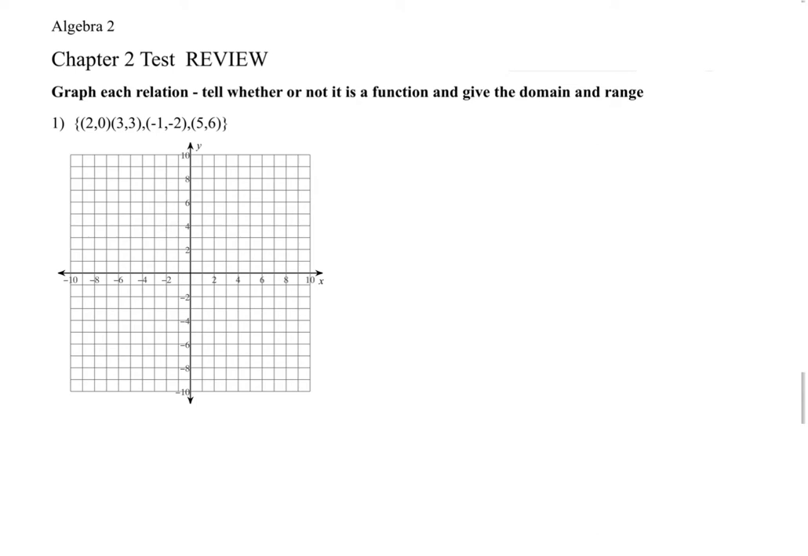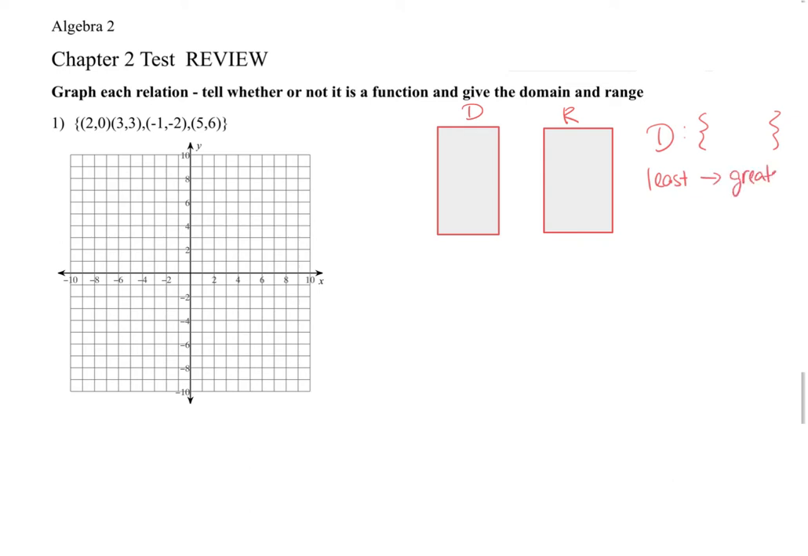All right. The domain and range, you can do it a couple ways. You could write it like a mapping diagram, right? And you could give me 2 boxes here, domain and range, and write them that way. Or you can do it in set notation and just give me a list of numbers. A couple things, it needs to be least to greatest.